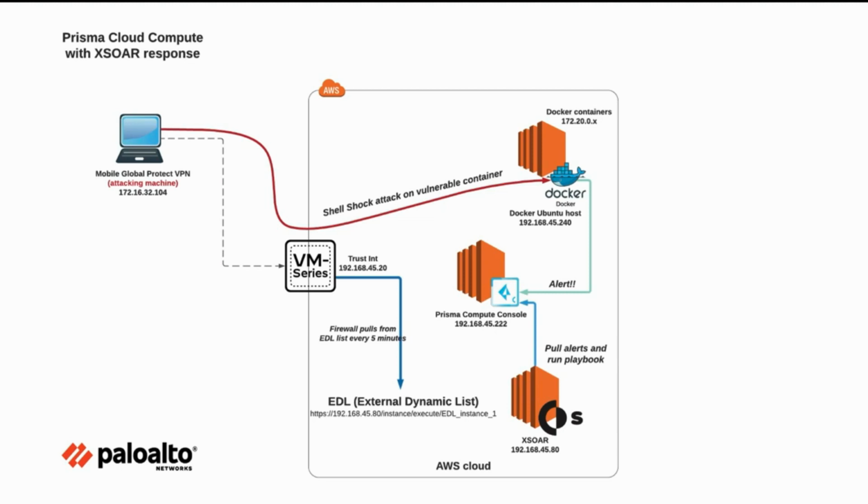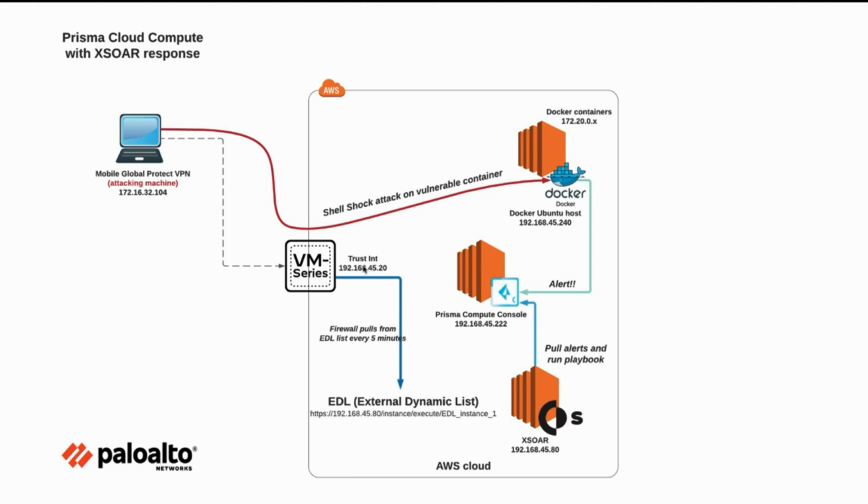Because there's a Defender installed on this Docker container, it is going to generate an alert when I shell shock it. And then it's going to send the alert to the console. XSOAR is going to pull that in, parse the JSON, run a playbook, and update essentially a website. It's an EDL, an instance on XSOAR, which is just publishing IPs and FQDNs. That's all it does. Then the firewall pulls that list and adds it to a firewall rule to block it or permit it, depending on what your use case is. This time we're going to block it.